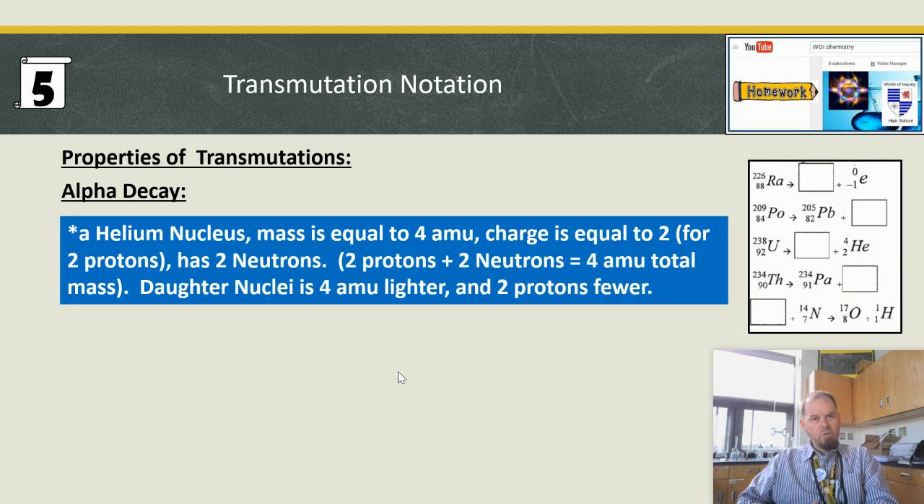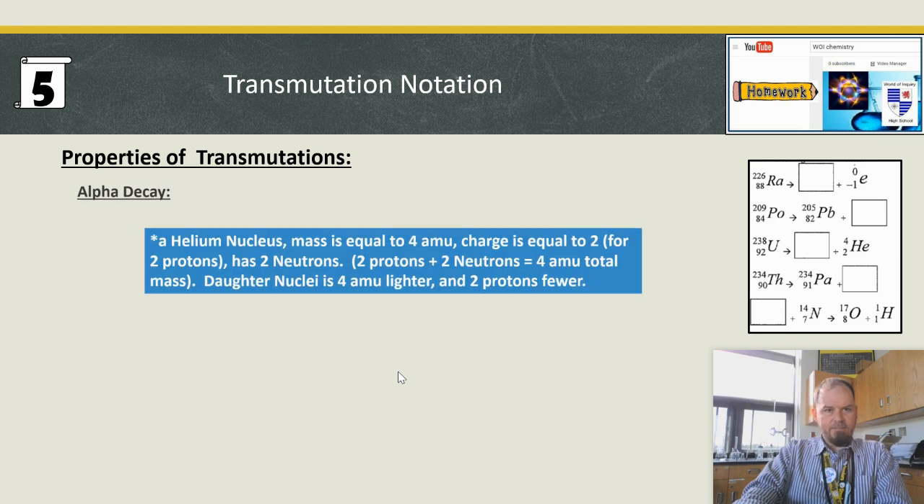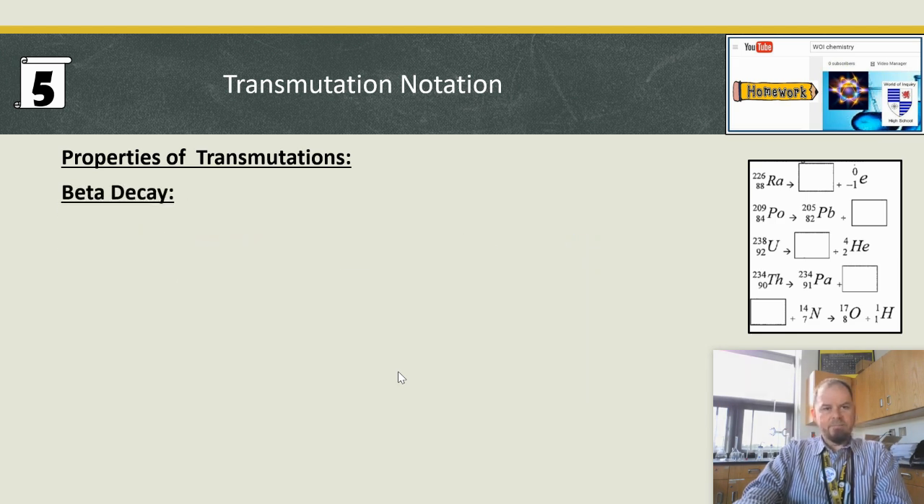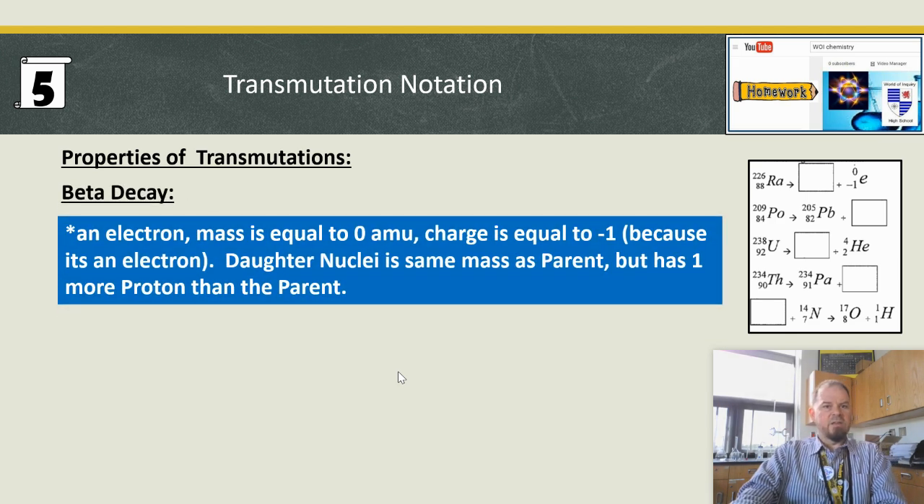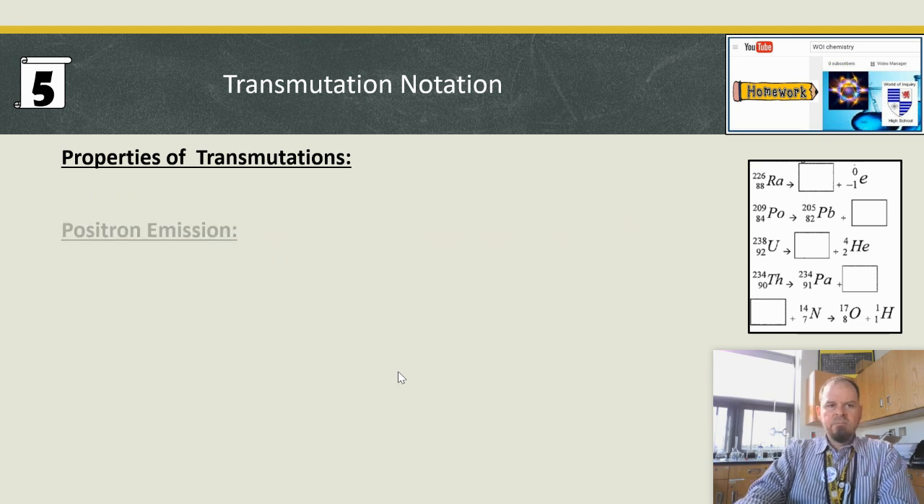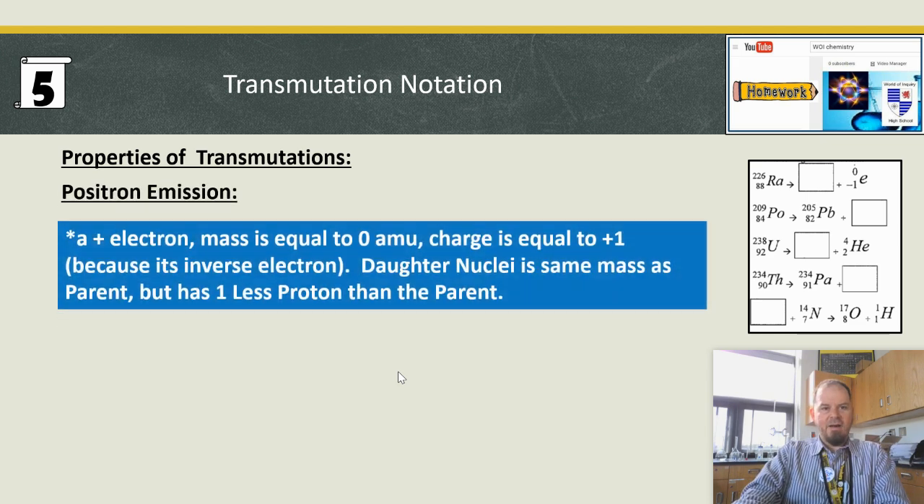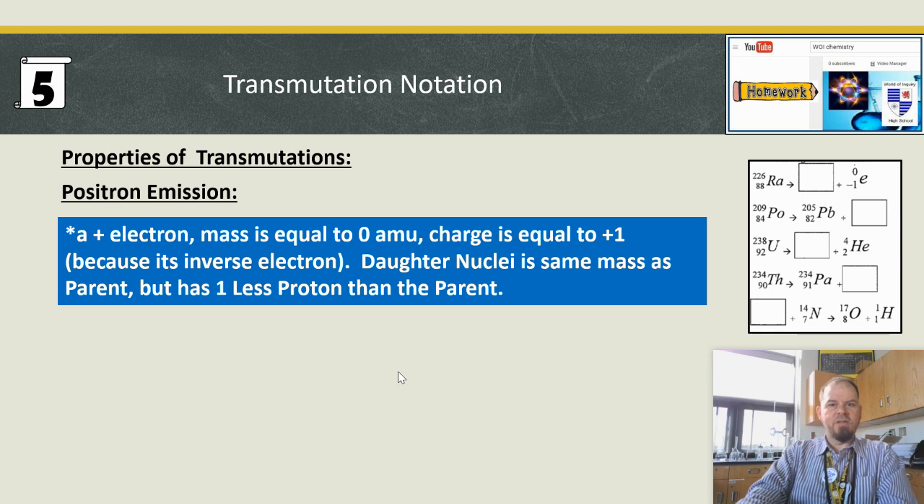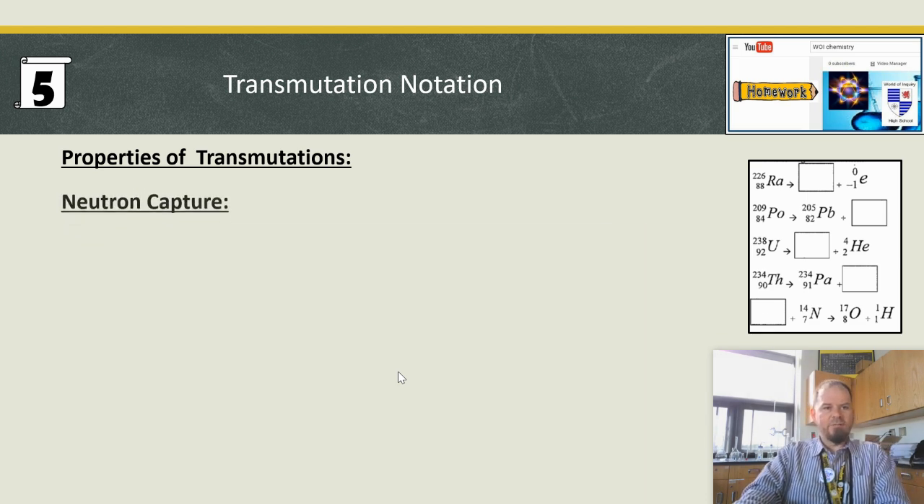Alpha decay. I'm going to give off a helium nucleus. Mass is equal to 4. You can just look this thing right up, but that's an alpha decay. Beta decay. This is an electron. It has no mass, but it does have charge. Positron, a positive electron, again no mass, but it has a different charge, so that's going to change the bottom number a little bit. Sorry, I'm going fast, but you can pause.